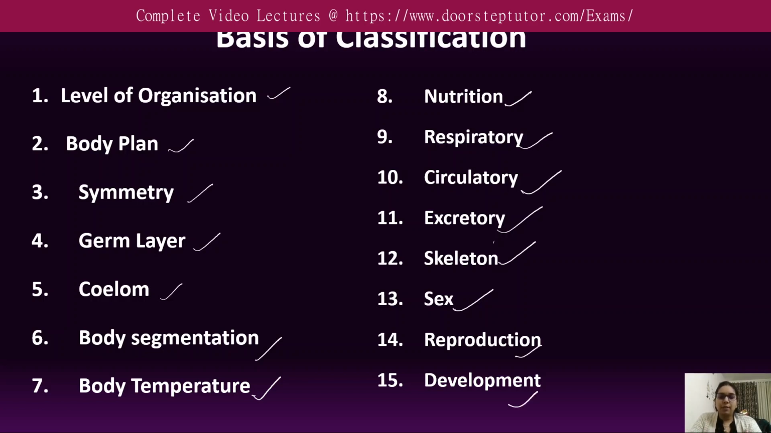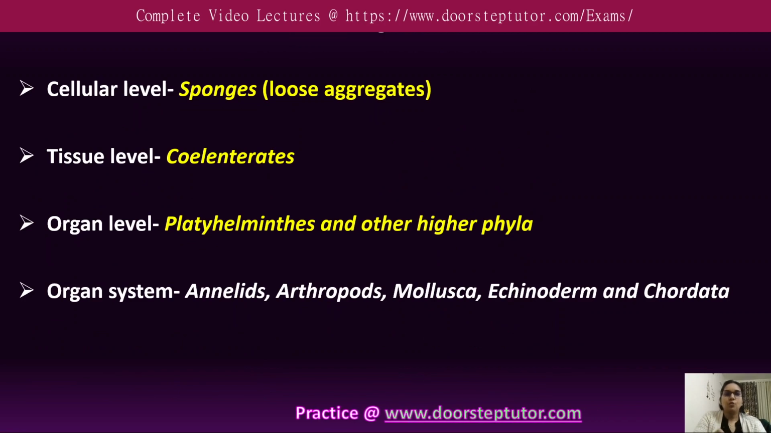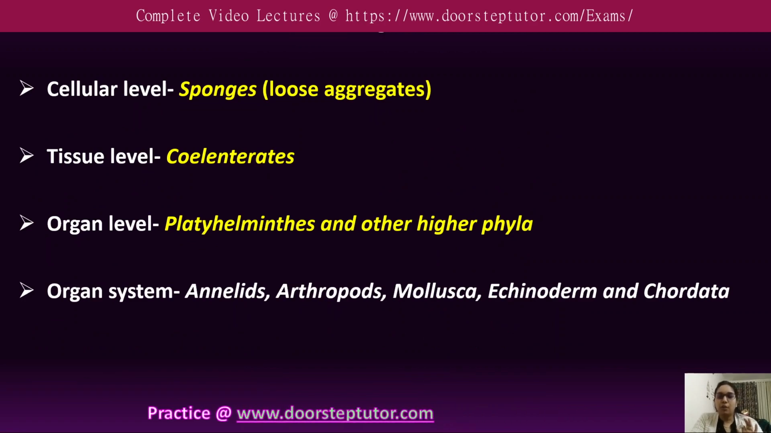So reproduction, development, these are the different criteria, or different bases, for the classification of the animal kingdom into the different phyla. So let us discuss one by one what the bases of this classification are. The first one is the level of organization.